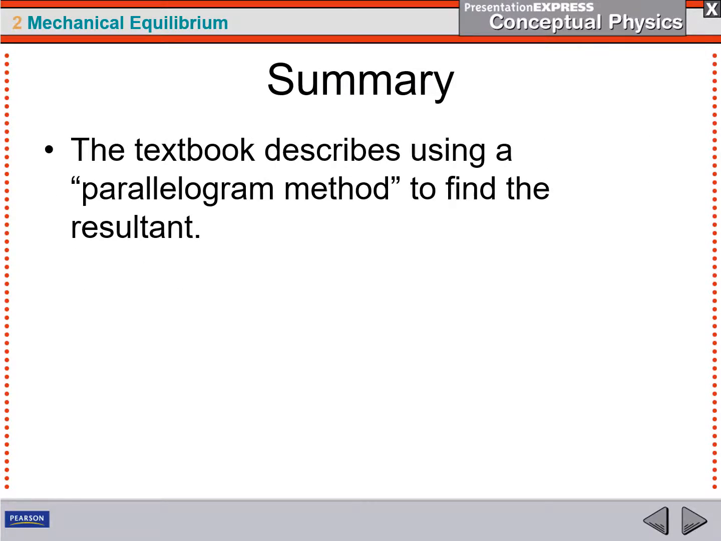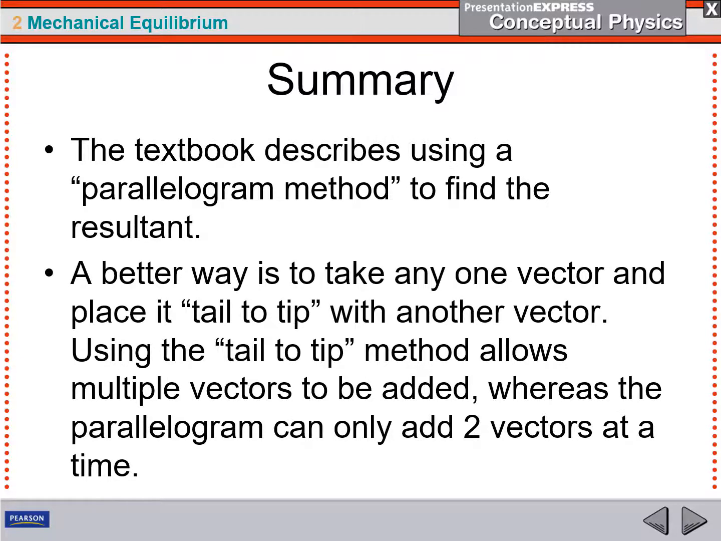Now, the textbook describes using a parallelogram method to find the resultant, but if you just take any one of the vectors and add its tail to the tip of the next one, you can actually use multiple vectors that way instead of just two. So we'll show you some examples of using tail-tip vector addition in future videos.